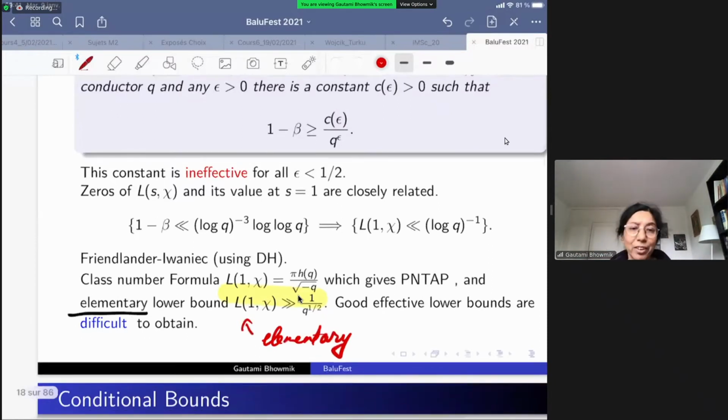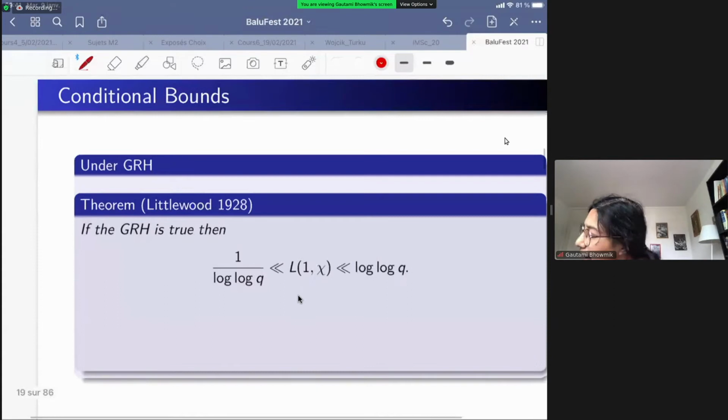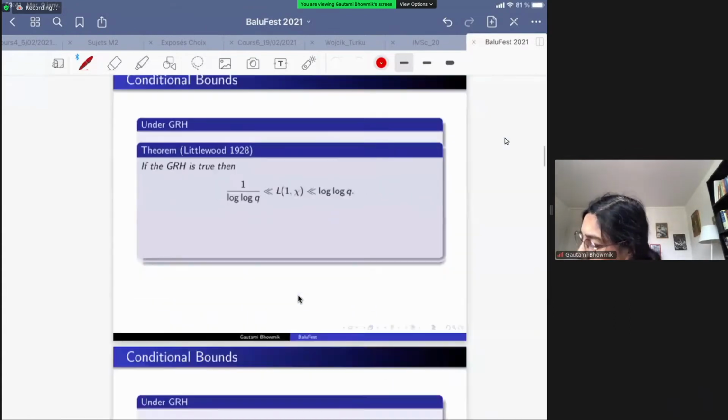The first one is really old, 1928. It says that if you assume the generalized Riemann hypothesis, then L1 chi is bounded on both sides by 1 by log Q and log Q. Littlewood actually gave the constants here.